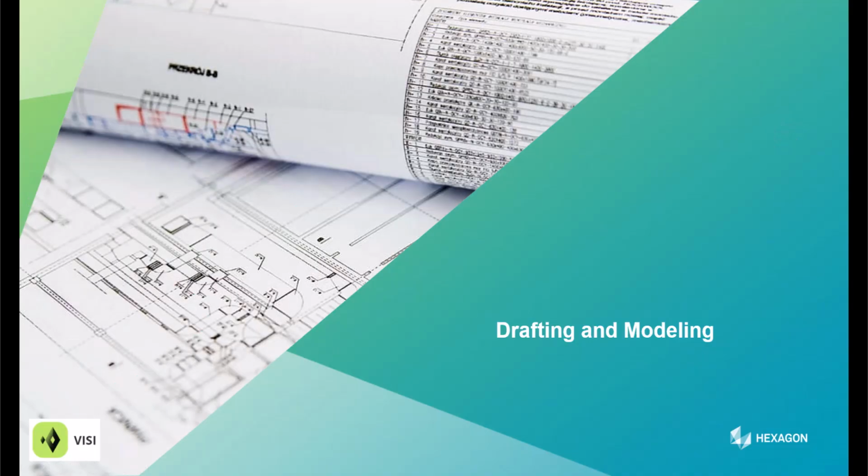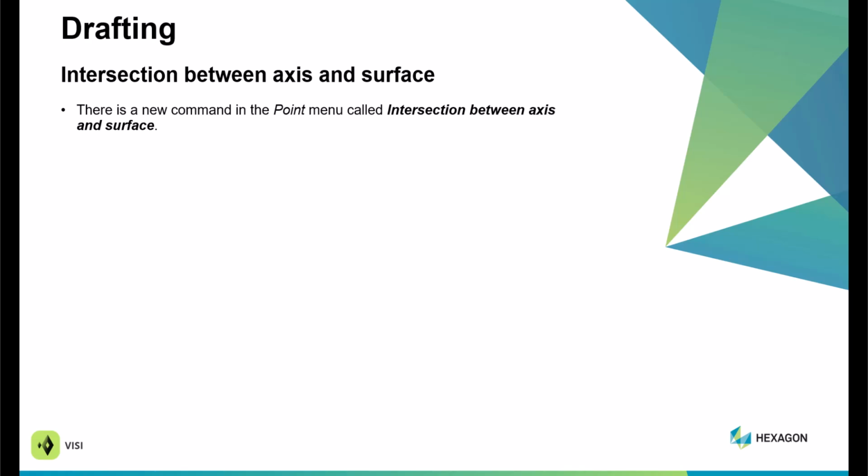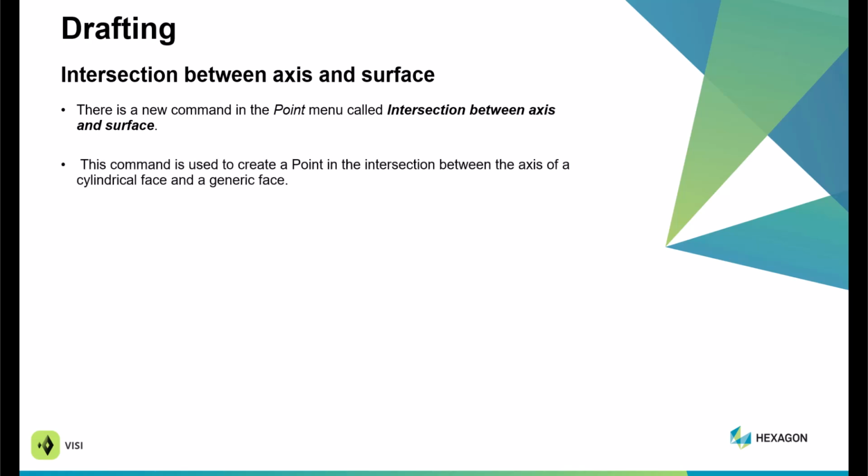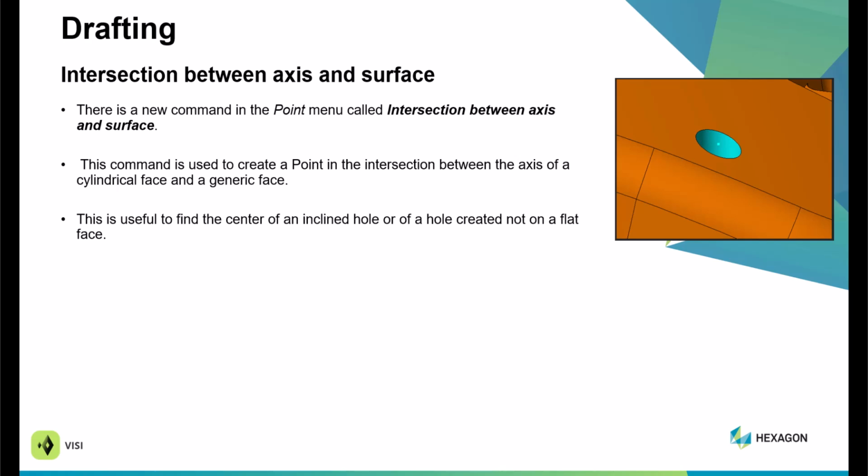Now we're going to get into what's new with drafting and modeling. So start with drafting. Intersection between axis and surface. There's a new command in the points menu called intersection between axis and surface. This command allows you to create a point, an intersecting axis between a cylindrical face and a generic face. This is useful for doing a center axis on an inclined hole. So if there's a hole on a face that's not necessarily flat, you can still find the center of it.